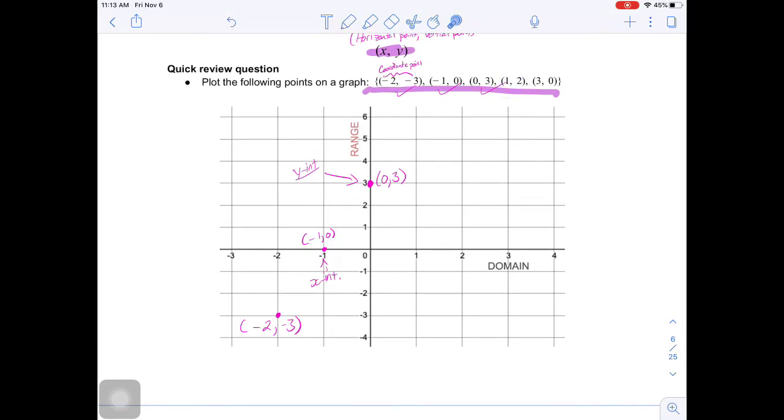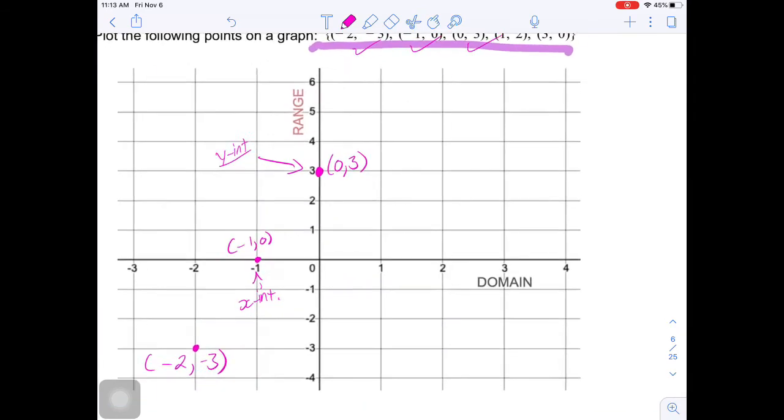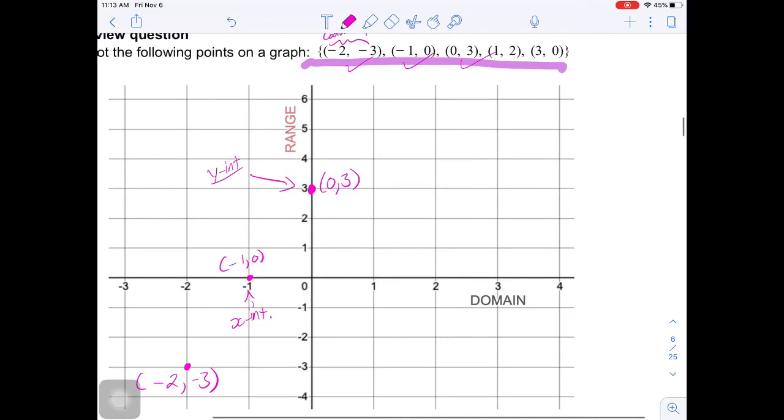Now 1 and 2 here. So when my x value is 1, my y value is 2. If you have a hard time visually seeing this, when my x value is 1, my y value is 2. So these points meet right there. You can use little dotted lines to figure out where they meet if you need to do that. Okay, so this is 1 and 2.